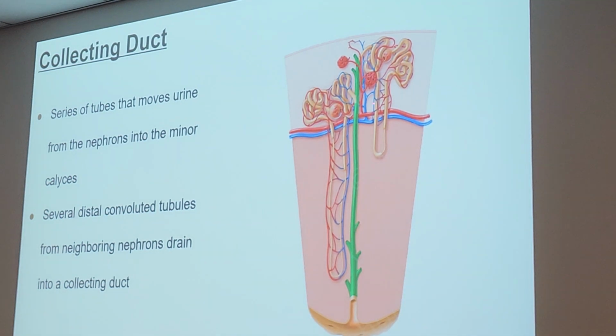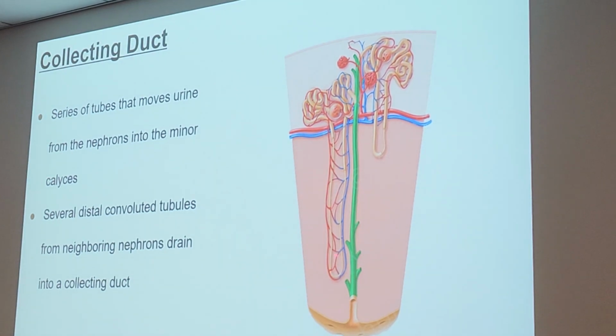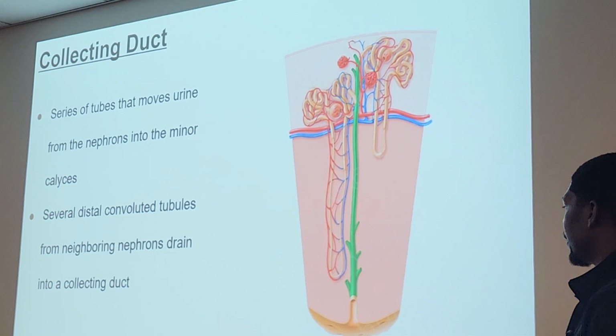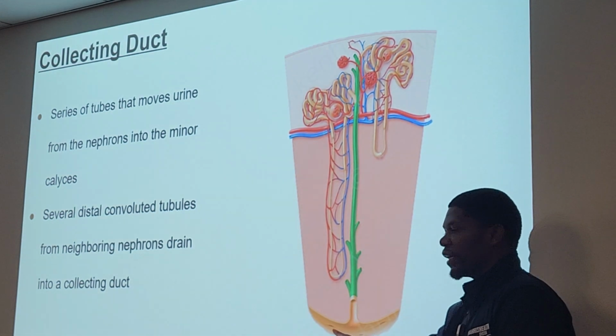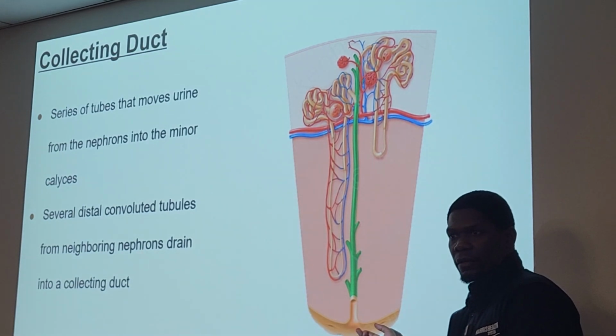Again, guys, what are these right here? Loops of Henle. Remember I said that's the only part of the nephron that extends into where? The pyramids, the renal medulla. This is the renal medulla, this pink part right here. Several distal convoluted tubules from neighboring nephrons drain into a single collecting duct. That green part right there is the collecting duct. The collecting duct drains into the renal papilla, the very first part of the calyces right there.